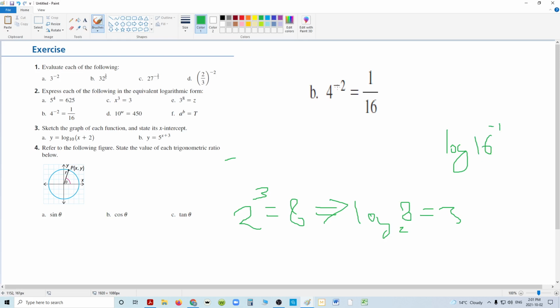And then over here, this 2 went as the base, so this 4 is going to go as the base. So this is essentially asking, what do I have to put to the power of 4 to get 16 to the minus 1? Or if I want to keep it in the other format, I might as well, since they didn't ask me to simplify it. What do I have to put to the power of 4 to get 1 over 16? Well, minus 2. So that means the log base 4 of 1/16 is minus 2.